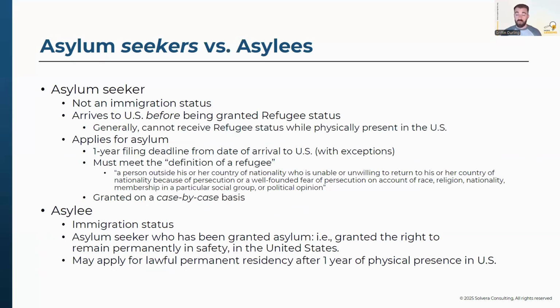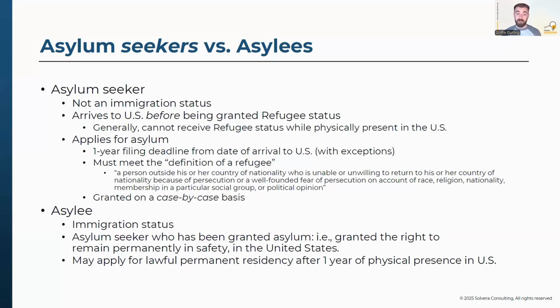Now let's look at the difference between asylum seekers and asylees, 2 terms that sound similar but carry very different meanings. An asylum seeker is someone who has fled persecution and is now asking for protection here in the United States. But unlike those who enter the country as refugees or with refugee status, their case hasn't yet been decided because asylum seekers arrive to the US first and then apply for asylum. Asylum seekers must generally apply for asylum within 1 year of arrival, though there are some exceptions to that 1 year filing deadline.